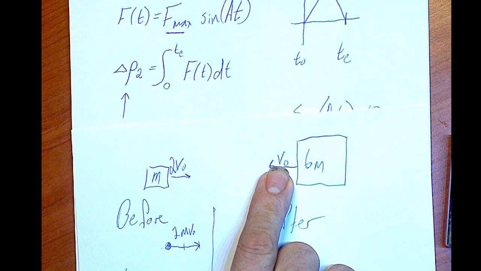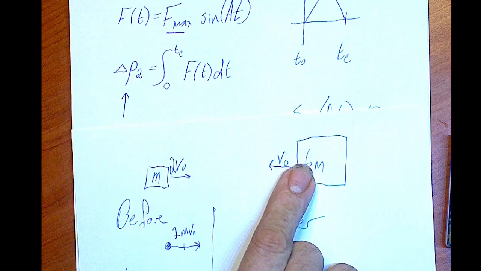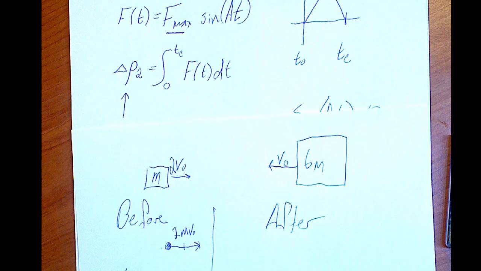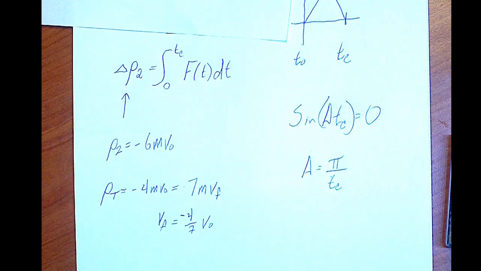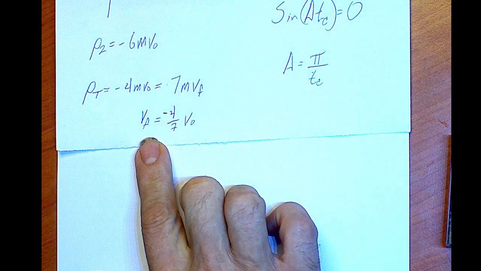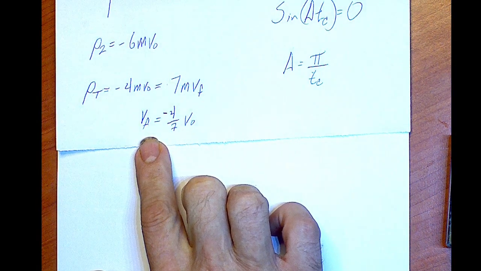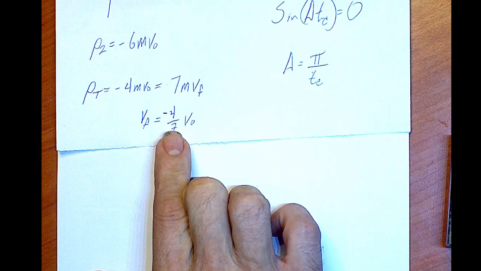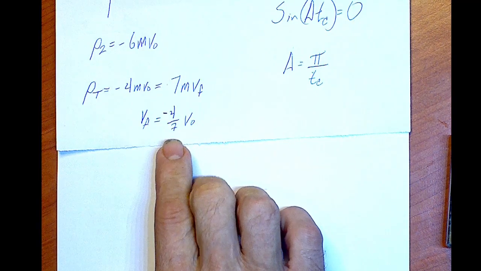And it's going to be more than half of V naught because it's the big block hitting the little block. And we can just conceptually make sense of that to make sure that our system is reasonably defined. And I believe that it is. So we end up with a final velocity of this two block system of minus 4/7 V naught.